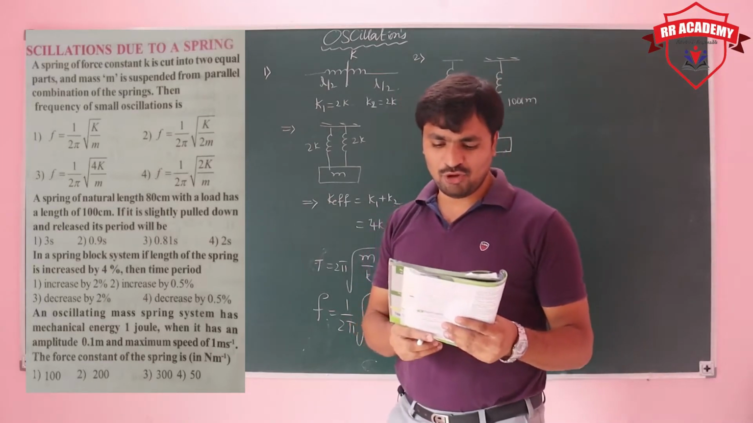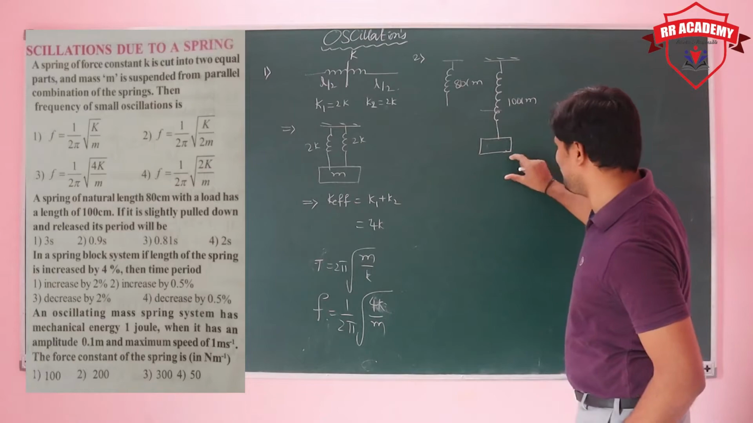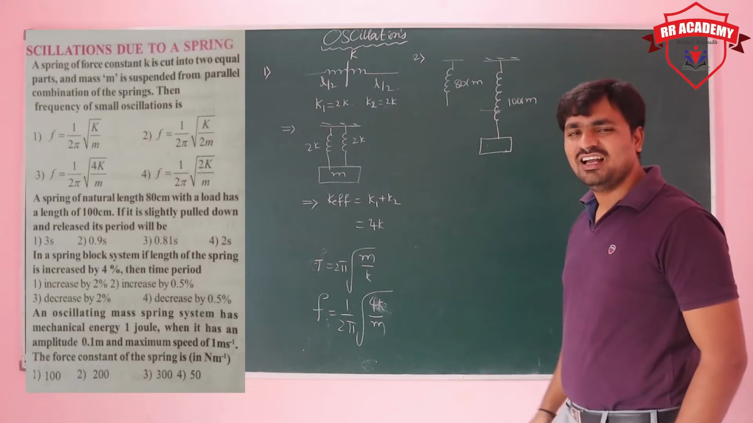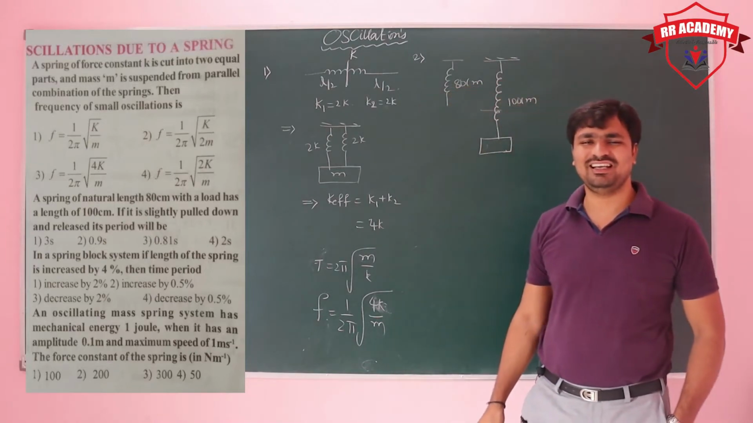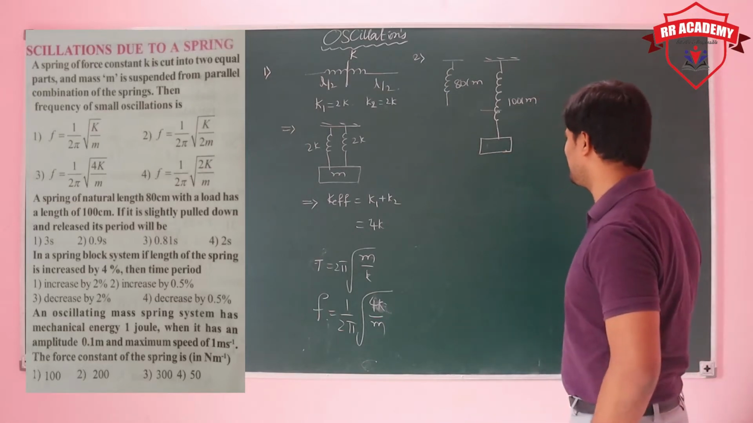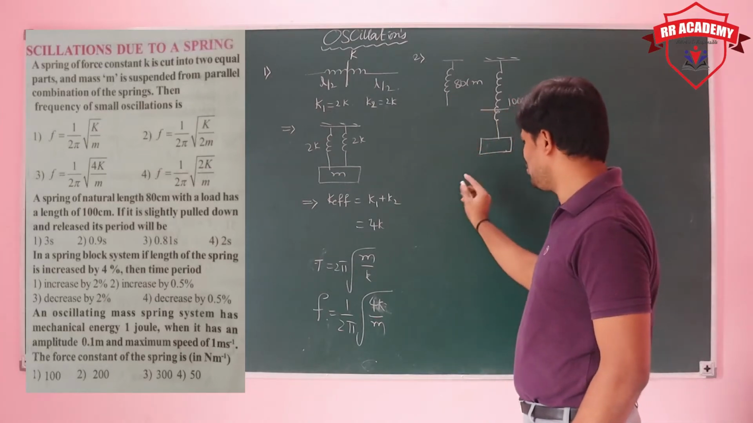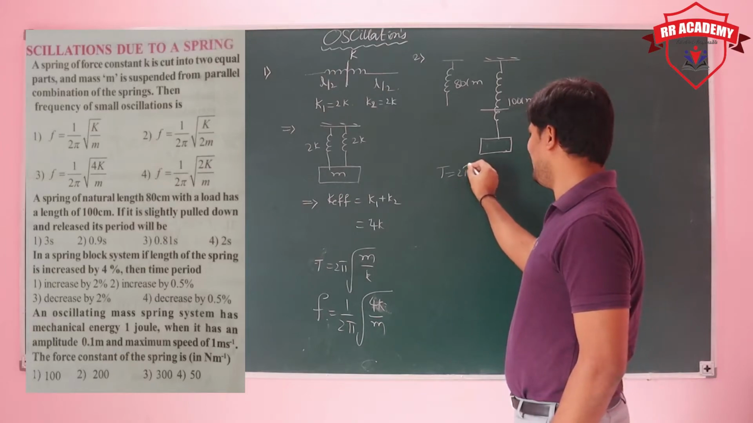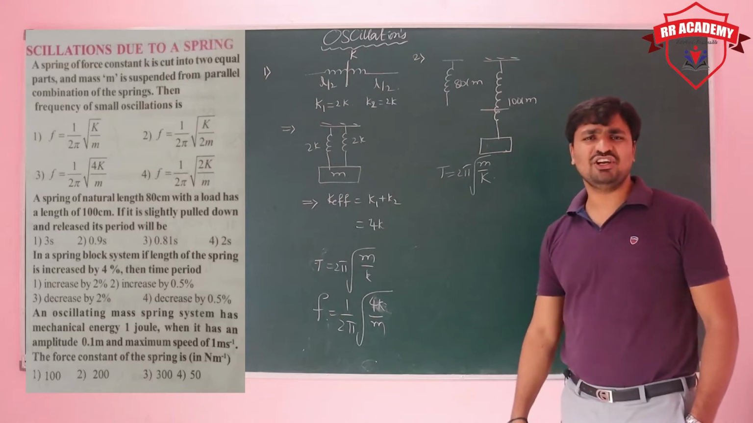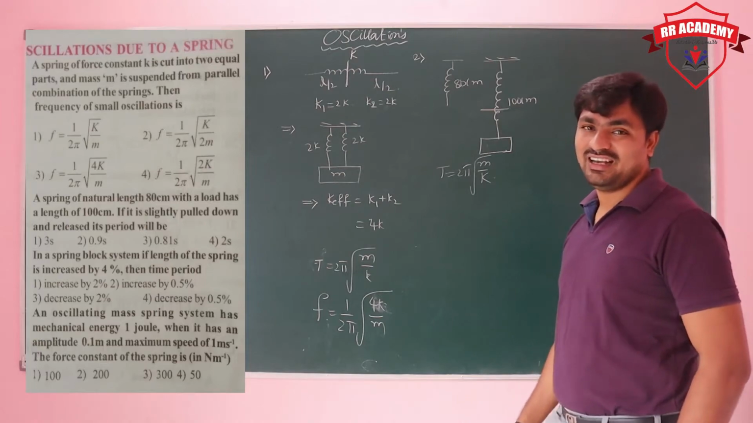And if it is slightly pulled down and released, then its time period of oscillation. It is just slightly pulled down and then released, and it makes oscillations. Now we have to find the time period of the oscillation. To get it, first we need the actual time period formula, 2 pi into under root M by K. But we don't know the value of K, and we don't know the value of M either. So how can we find that?